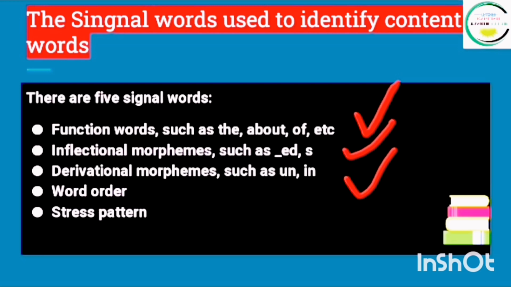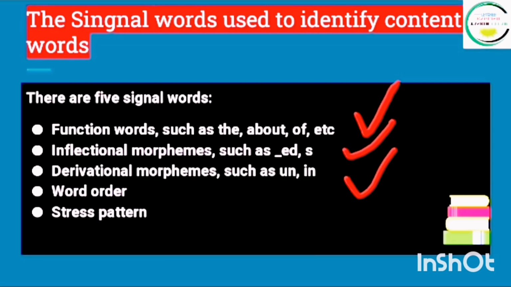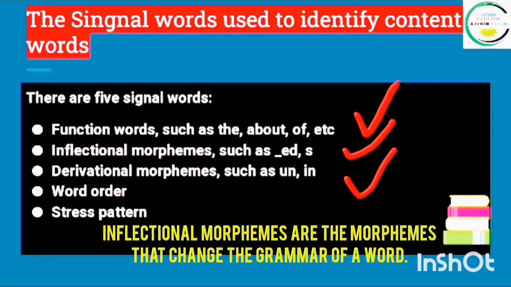First, let's learn what morphemes are. Morphemes are the minimal units of meaning and grammatical function. There are 2 types of morphemes: inflectional morphemes and derivational morphemes, and we use one of them to identify content words in a sentence. Inflectional morphemes are the morphemes that change the grammar of a word, and derivational morphemes are the morphemes that change the meaning of a word.